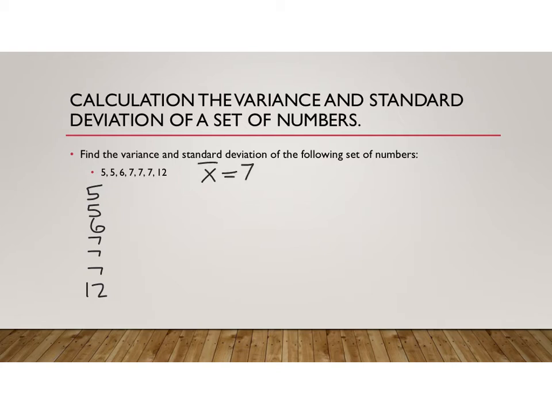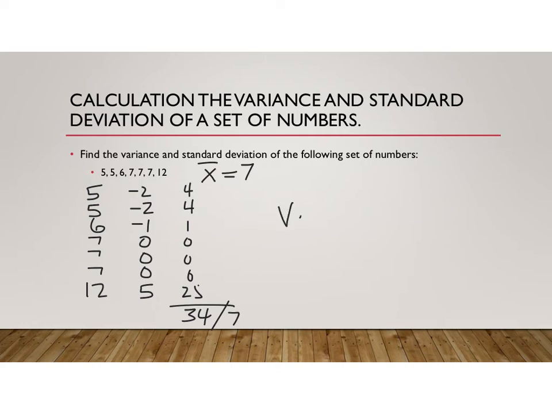Okay, so my second column is my deviations. -2, -2, -1. 7 is the mean. And then 5. I'm going to square that column, and I'm going to add this column up, which gives me 34. I'm going to divide that by 7, because there are 7 numbers.